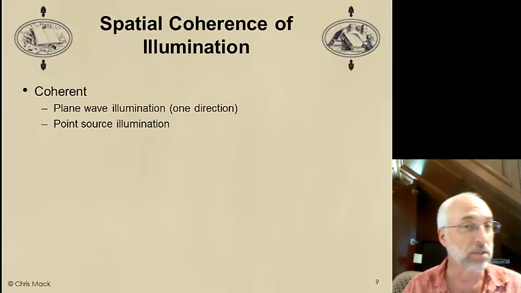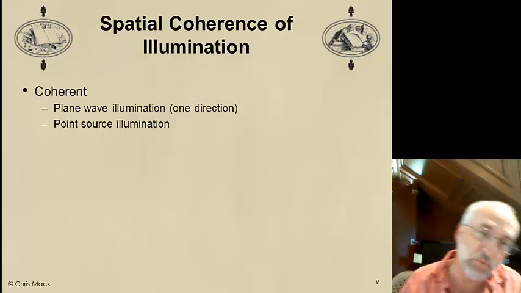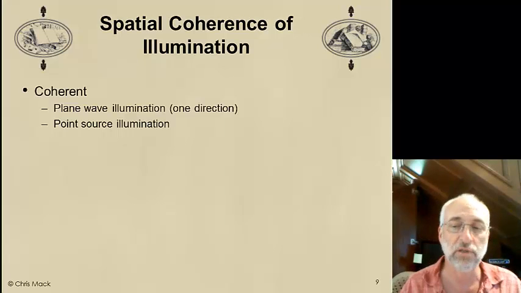How do we generate coherent illumination? From a point source. So whenever we have a point source of illumination, we can generate coherent illumination that hits the mask from one direction.